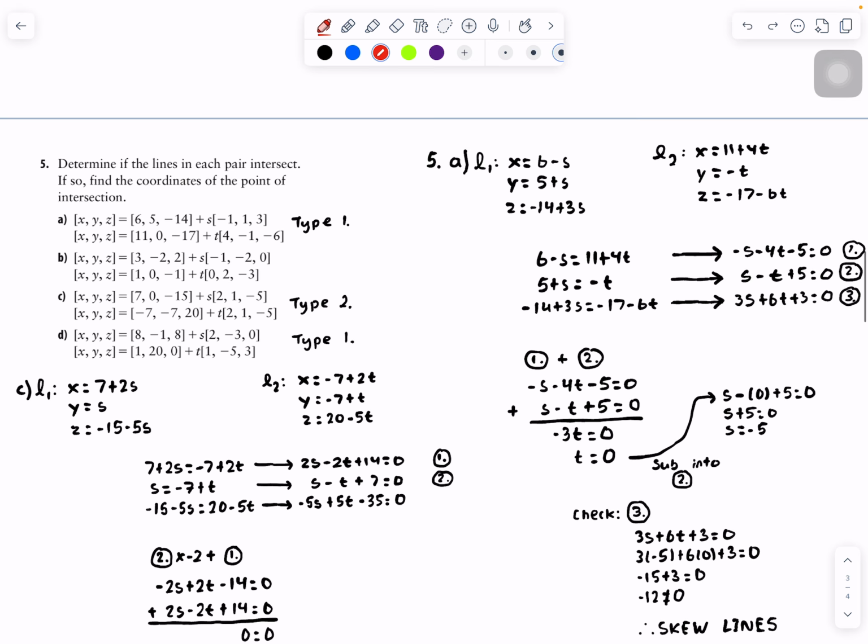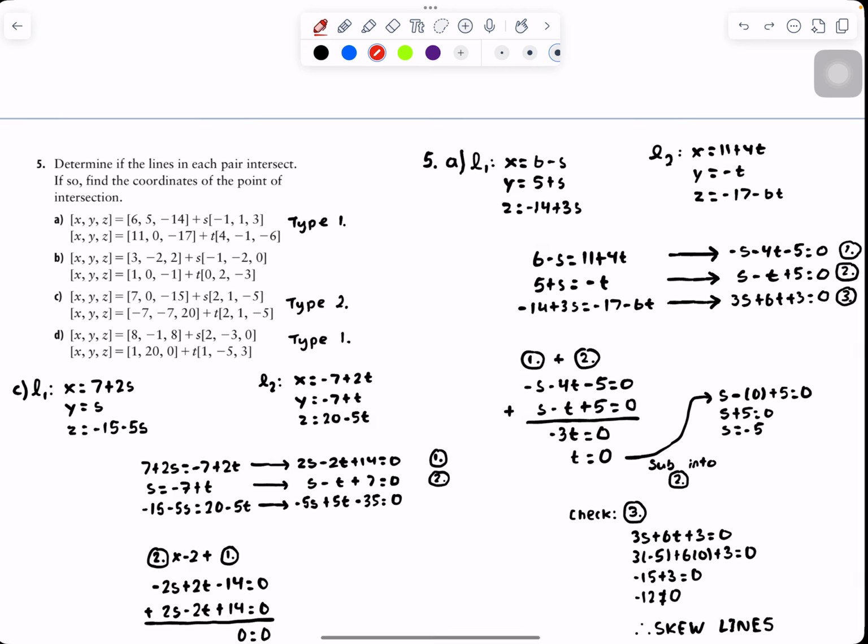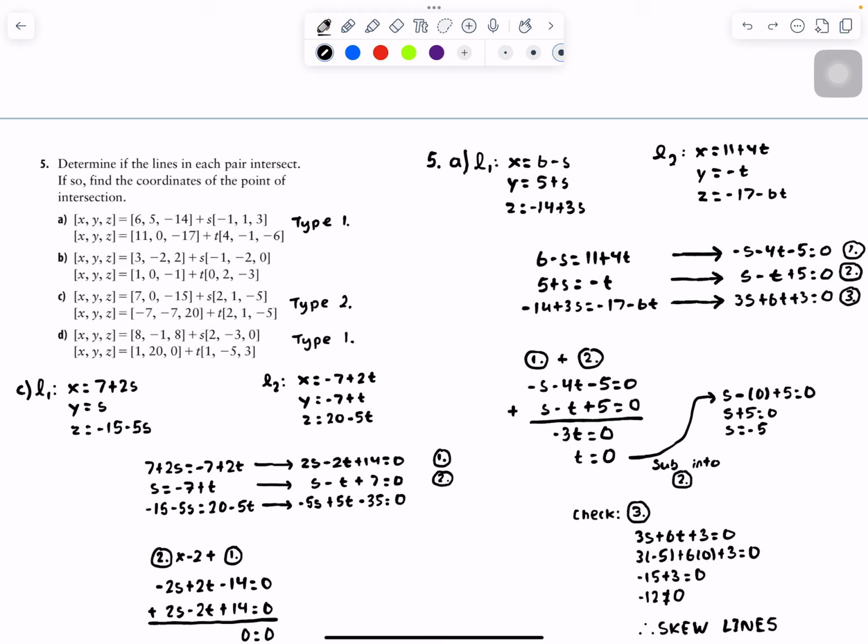Okay, so first what I did, I looked at each problem and I recognized whether it's type 1 or type 2 I'm working with. So here, in part A, I'm working with a type 1 problem. No scalar multiple will give me the other line's direction vector. C is a type 2 problem, as I can just multiply by 1 to get the other direction vector.